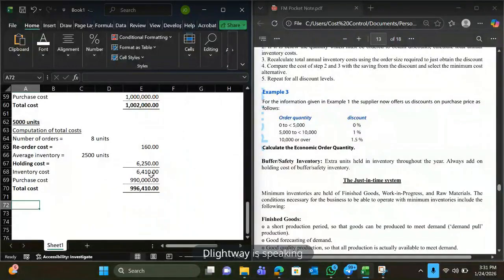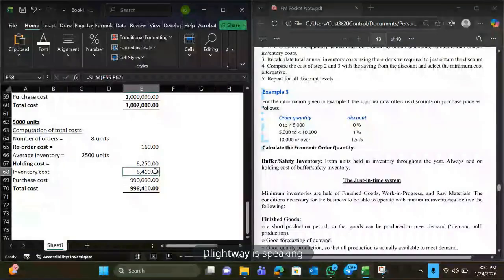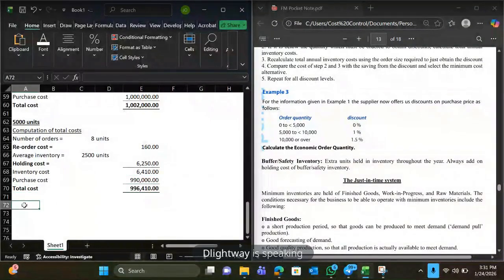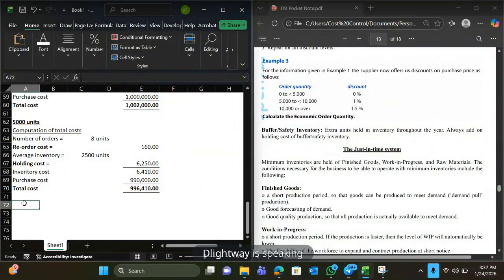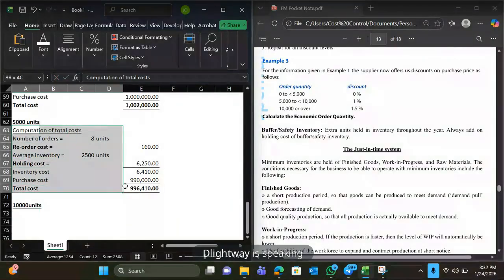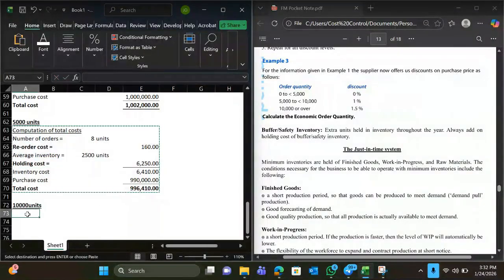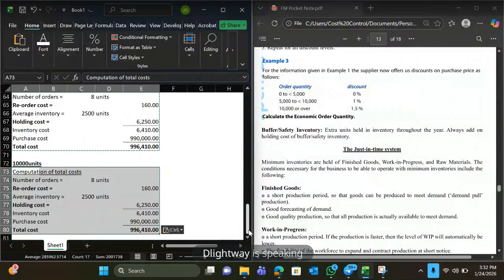So that would then be the addition of both the inventory cost, that's the 6,410, plus 990,000, which gives us the total cost for this level of inventory. Then we're told that from 10,000 or above, we'll be given a discount of 1.5%. So we'll just have to do the same thing this time around, for 10,000 units. Same process, nothing too different about it.